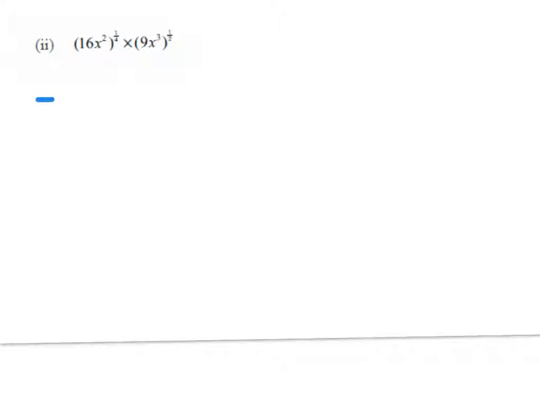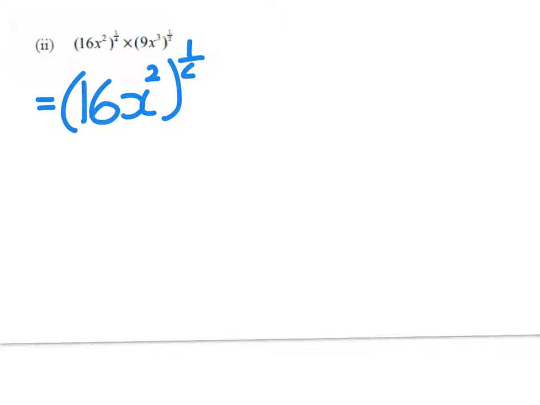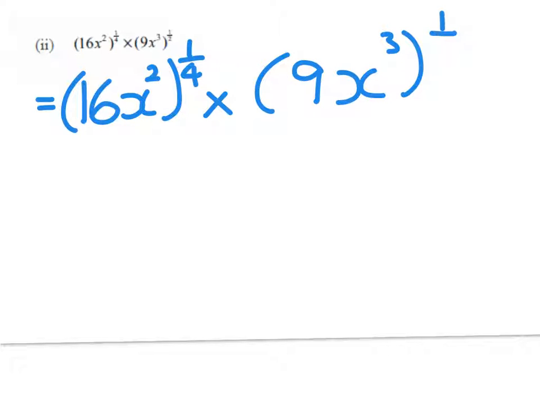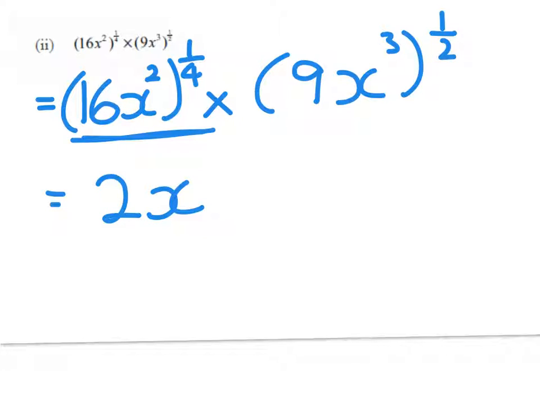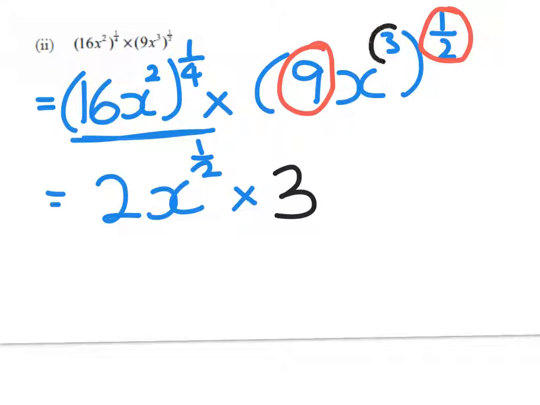Part 2 of that question uses what we did in part 1. So just writing it out again, I've got 16x squared to the power of 1/4 times 9x cubed to the power of 1/2. And we know from our first bit of working that this bit is 2x to the 1/2 times, right, let's look at this, 9 to the power of 1/2 means the square root of 9, so that will be 3, and x cubed to the power of 1/2 is going to give me x to the power of 3 over 2.